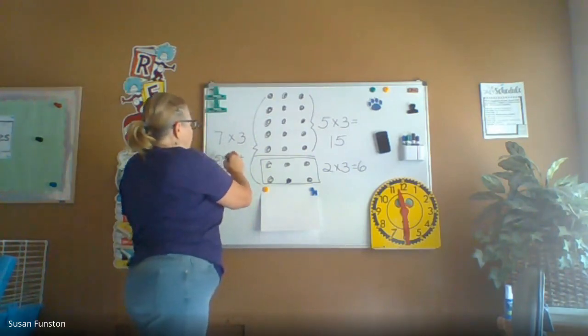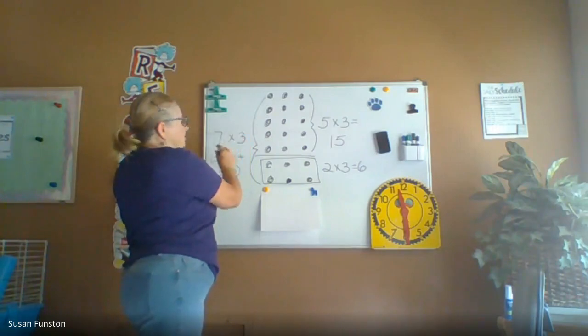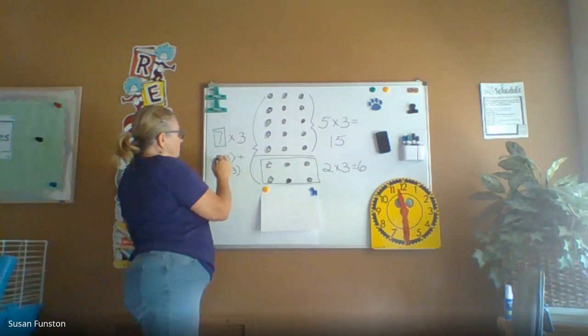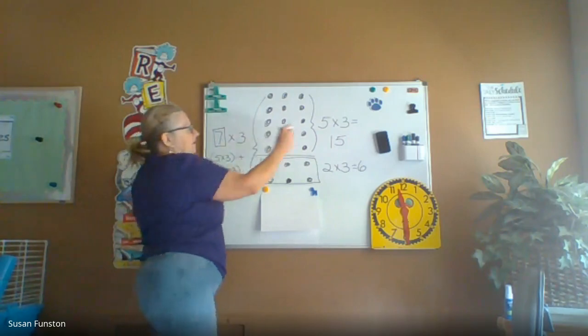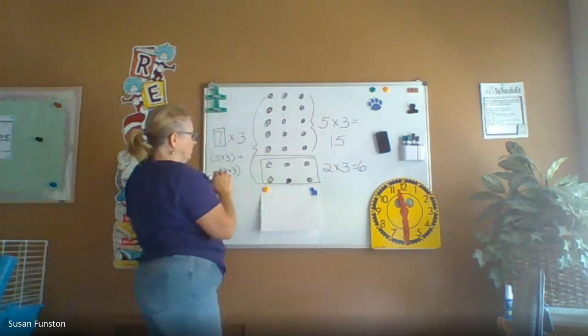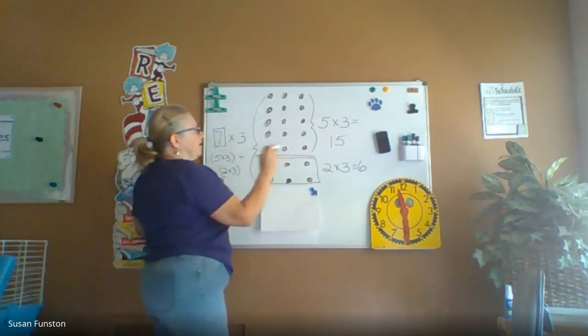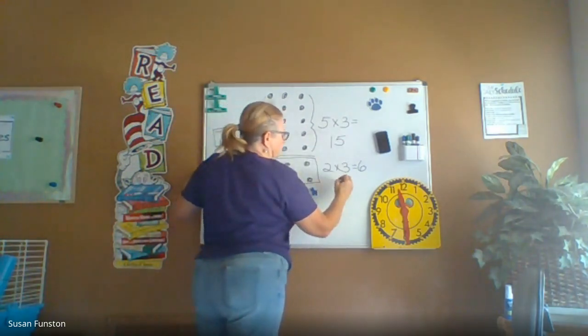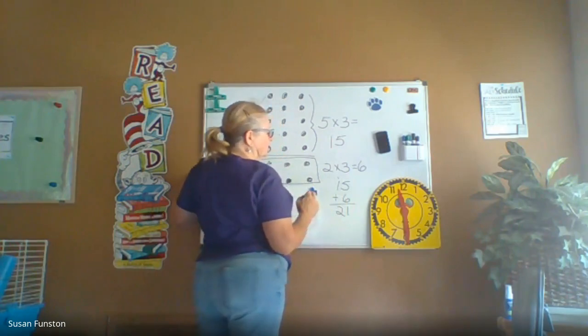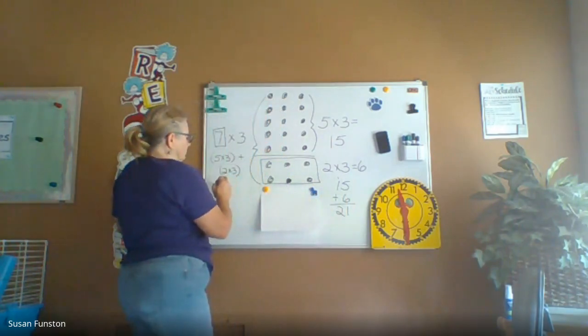Because I'm multiplying by 3 every time, but I'm dividing up my 7. So my 7 is 5 plus 2. Is that correct? 5 rows plus 2 more rows gave me my 7 rows. I still had 3 in every row. So I can add these numbers together. 15 plus 6 and I get 21. So 7 times 3 is 21.